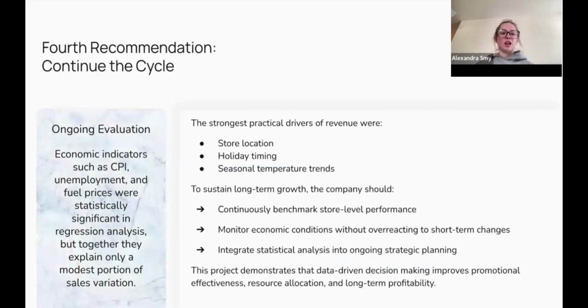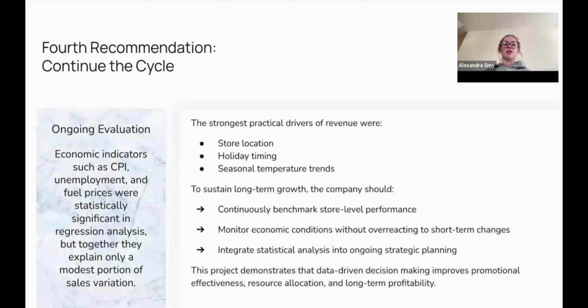Fourth, we're going to continue this cycle. After all of this analysis, we want to do it again with the findings we found once we implement this strategy, going back to the cycle created at the beginning of our deck. The strongest practical drivers were store location, holiday timing, and seasonal temperature trends. Economic indicators were statistically significant, but explain only a moderate portion of variation. We recommend continuous benchmarking, cautious monitoring of economic indicators, and integration of statistical analysis into strategic planning.